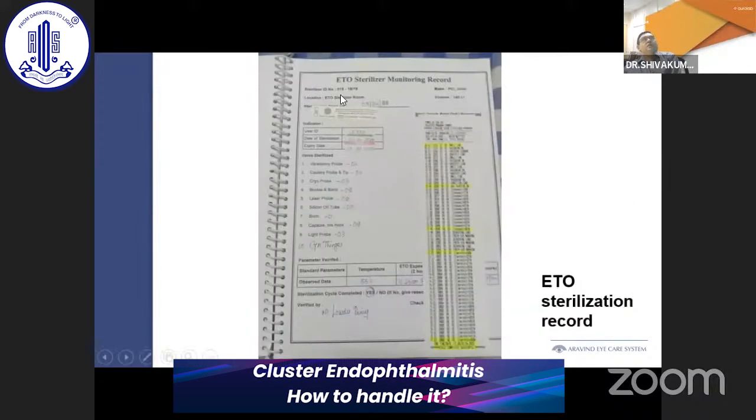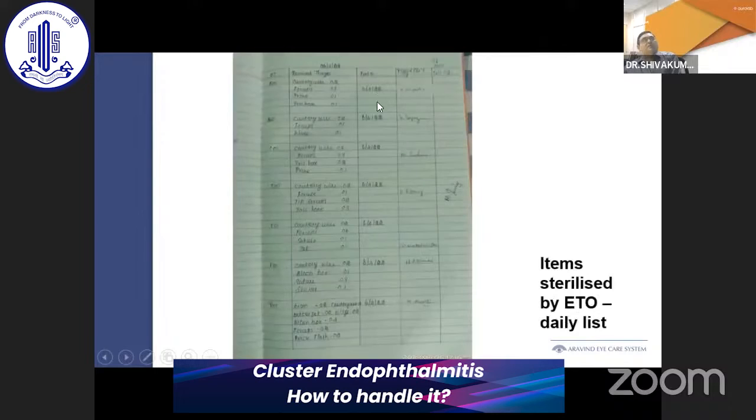Now, this is a similar record for the ETO sterilization, where we have the entire ETO cycle as well as the indicators that the sterilization has been completed and what are the materials which have been sterilized in that particular cycle. A similar manual record is kept as to which material from which OT has gone in for that particular cycle.